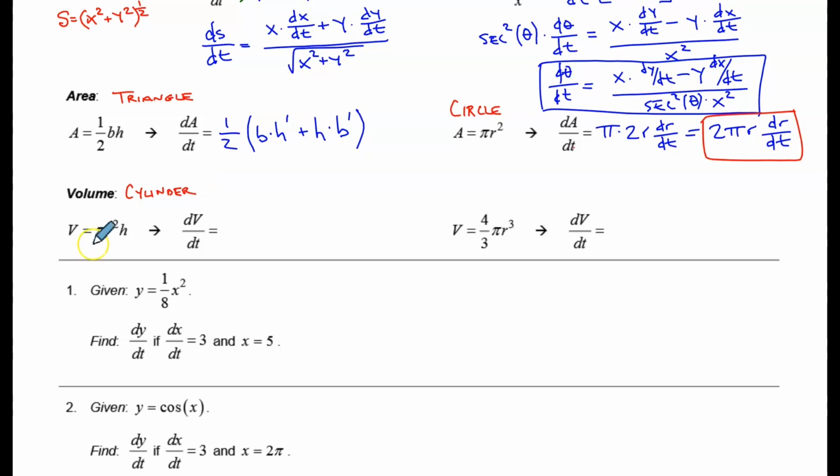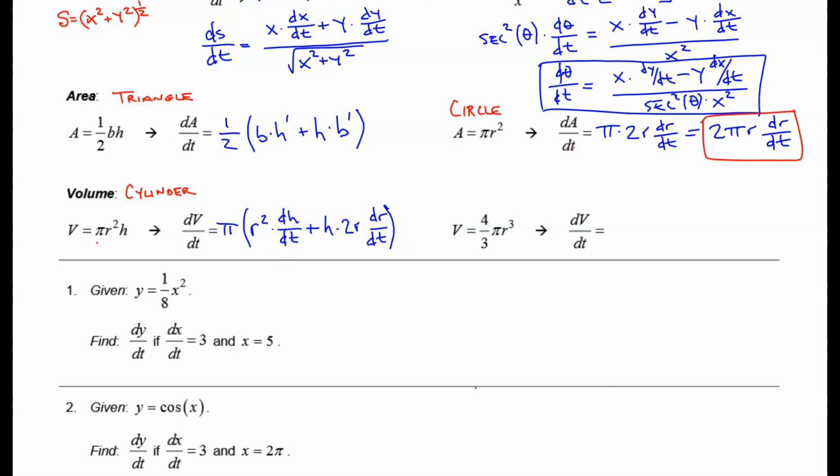Okay, so for this one, pi is a constant, so I'm going to factor that out right at the beginning. And then I have first times derivative of the second, because it's a product, I need the product rule. It's going to be r squared times dh/dt plus h times the derivative of r squared, so that's h times 2r dr/dt. Okay, there you have it for that one. That's the rate of change of the volume of a cylinder with respect to time in terms of the rate of change of its height and the rate of change of its radius.